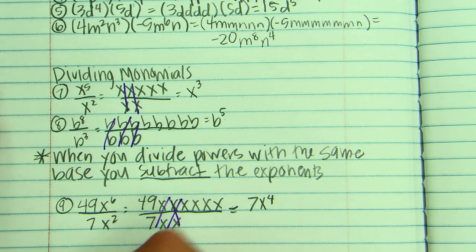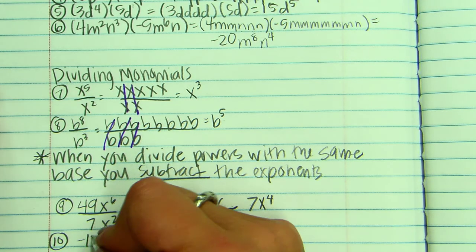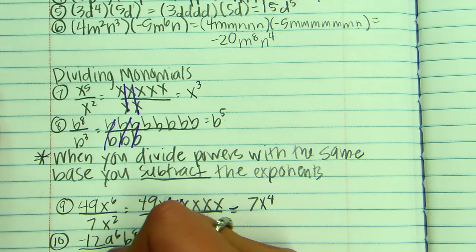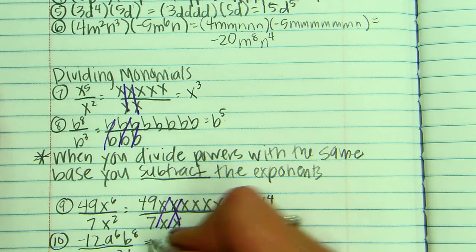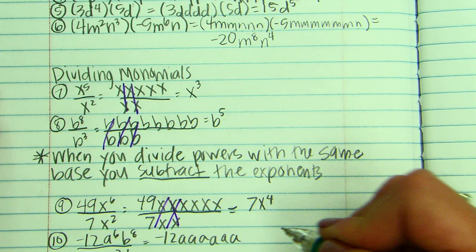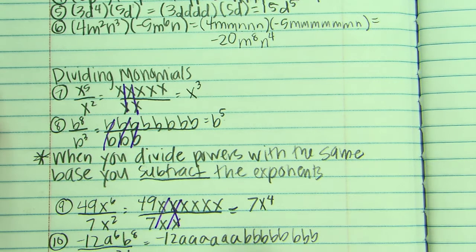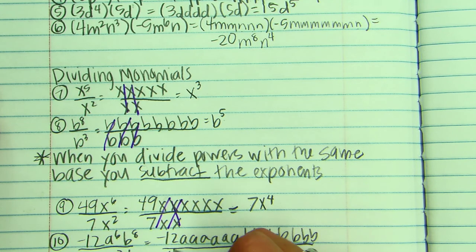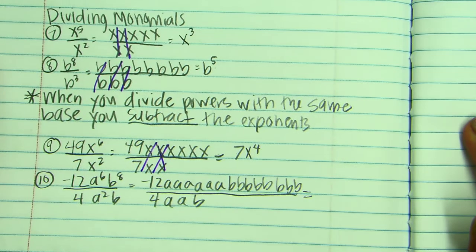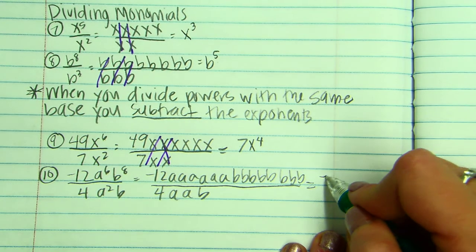Let's do one more of these. So let's do negative 12 a to the 6th, b to the 8th, divided by 4 a squared b. So this means negative 12 times 1, 2, 3, 4, 5, 6 a's, 1, 2, 3, 4, 5, 6, 7, 8 b's, divided by 4 times a times a times b. Oops, I need to move up so you can see it. Negative 12 divided by 4 is negative 3.